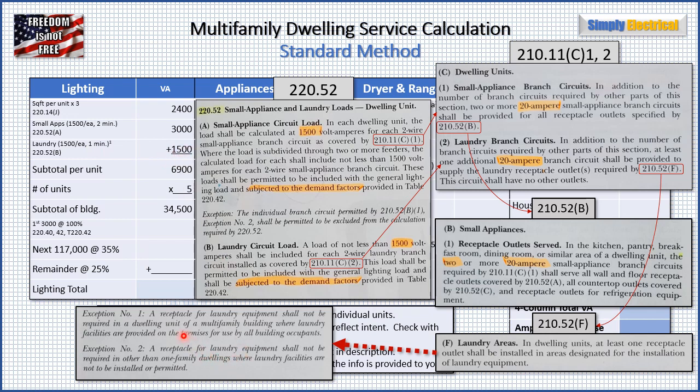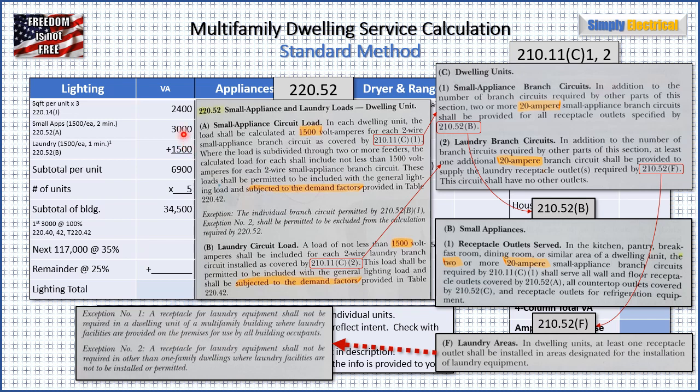Now let's see exception 2. It's similar. It says a receptacle for laundry equipment shall not be required in other than one-family dwellings where laundry facilities are not to be installed or permitted. So it's basically the same thing. There are some nuances of difference there, but it's saying if it's not a single family dwelling and there are no facilities where laundry is permitted, then you don't have to have a laundry circuit. Summing all that up, we have to have a minimum of 1 circuit if we have laundry provisions in the unit. We have to have 1 minimum at 1500 VA each, and that gives us 1500 here because we do have that in our example.